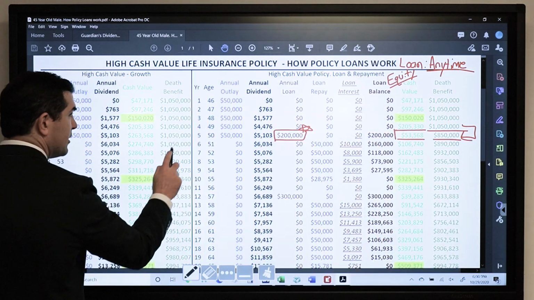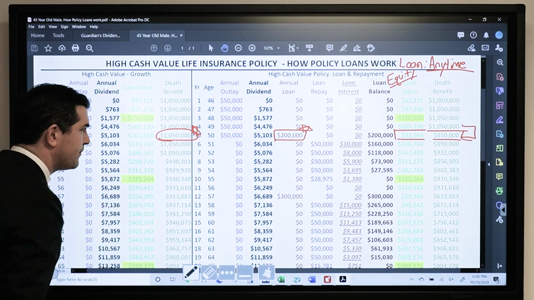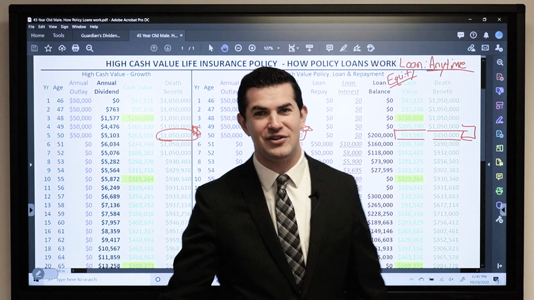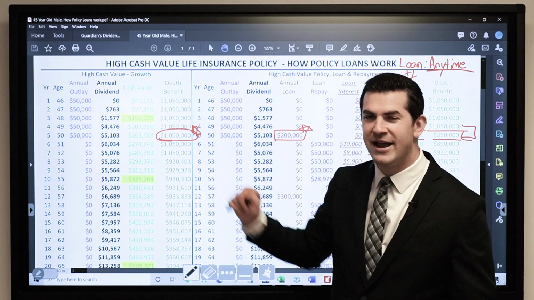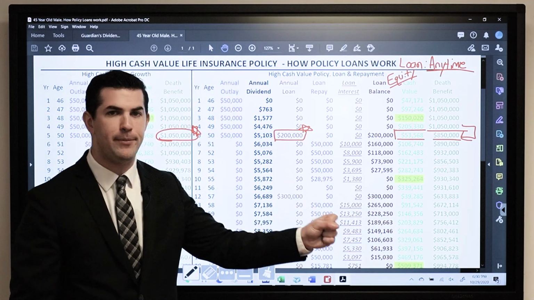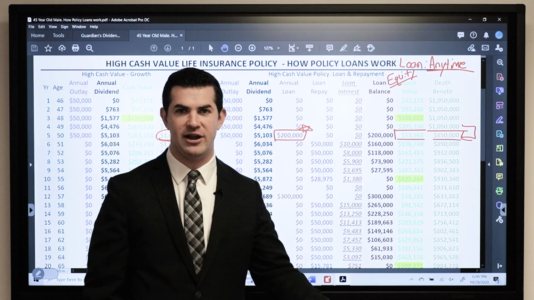And compare it to the example on the left. What do you notice? Dollar for dollar reduction. In the example where I let it sit and grow, I had that $1,050,000. And then in this example, I borrowed out $200,000. I see my death benefit reduced by $200,000.